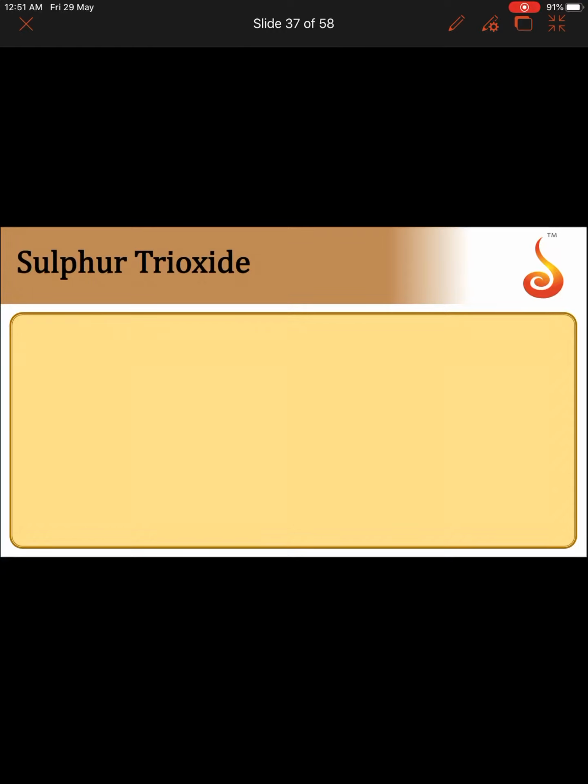Sulfur trioxide. First we'll see the preparation. We can prepare sulfur trioxide by dehydrating sulfuric acid with excess of P4O10, phosphorus pentoxide. By dehydrating sulfuric acid with excess of phosphorus pentoxide, we'll get SO3.